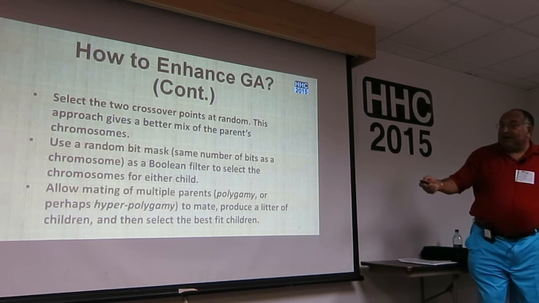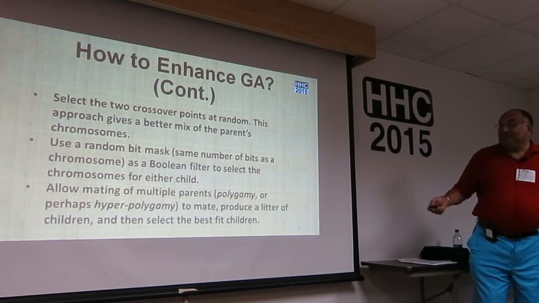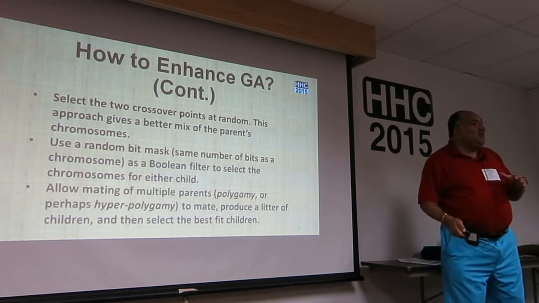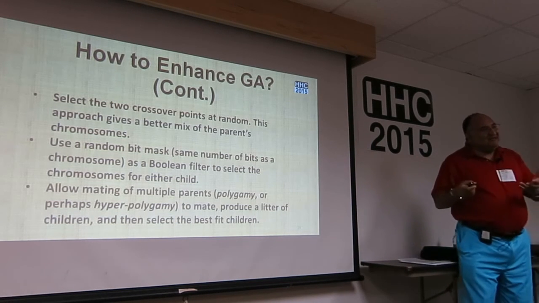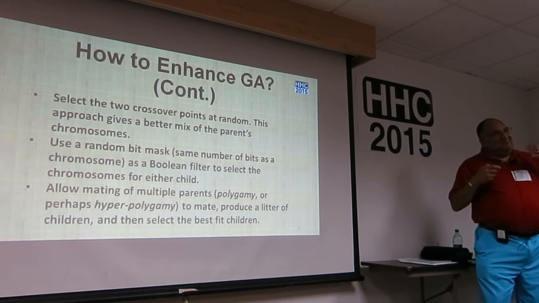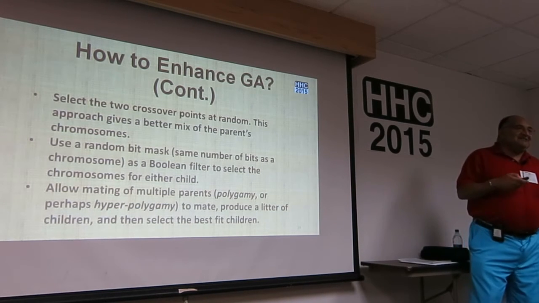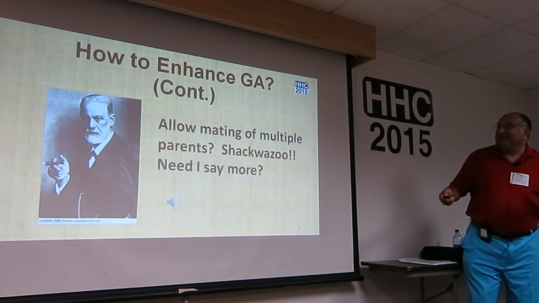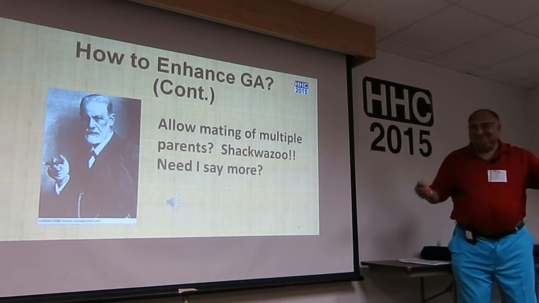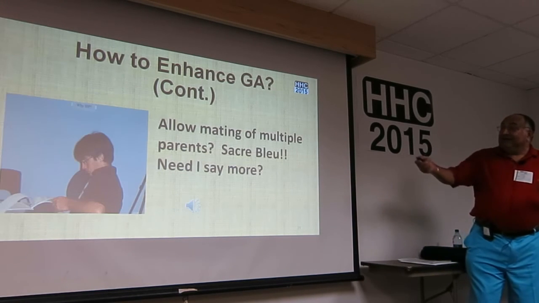And the other one is allowing mating of multiple parents, polygamy or hyperpolygamy, to produce a litter of children. It's funny because GA is supposed to imitate life, but this is kind of pushing it further, and I've seen it in the literature, and of course it has some reactions. Freud doesn't like it. Not only Freud, I was surprised.